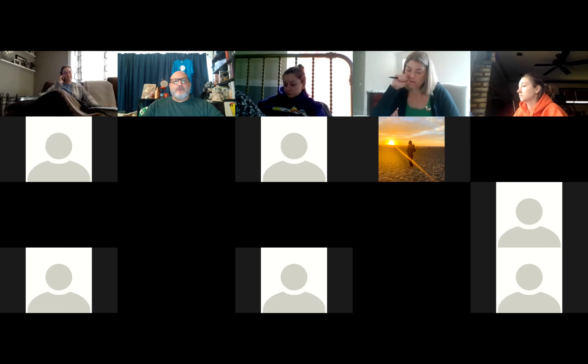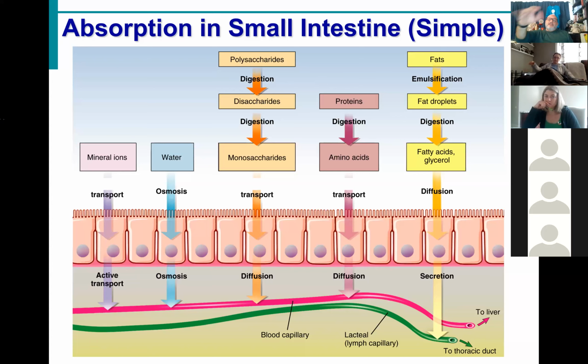So in the next class, we are going to talk about the functions of the liver, functions of bile, all of that kind of stuff. But here's the last thing I want to leave you with to think about for today and over the weekend. The last thing we have to do in the small intestine is talk about our absorptive pathways.